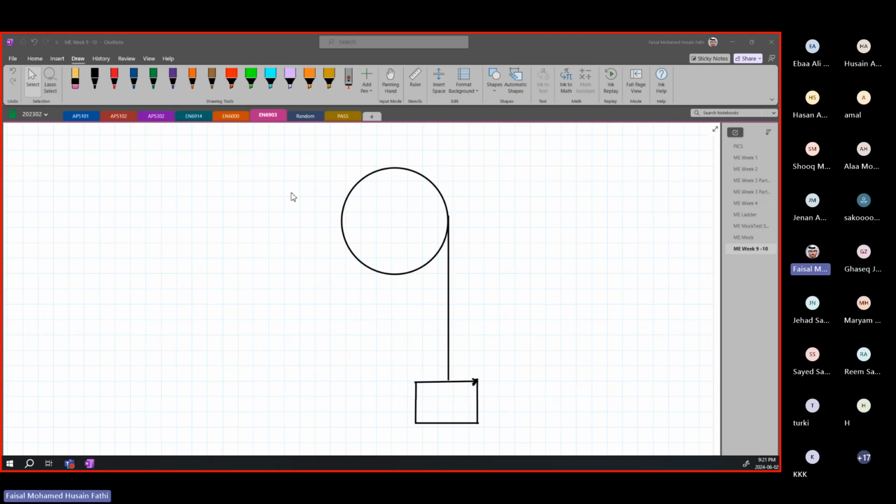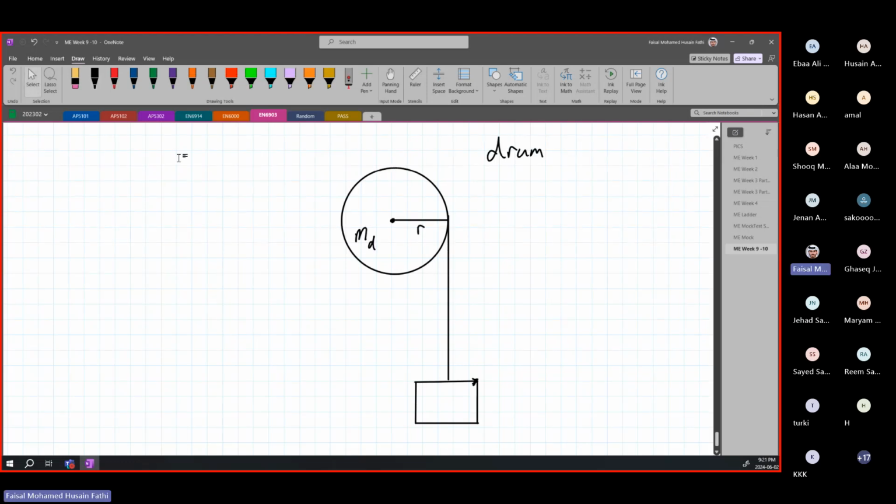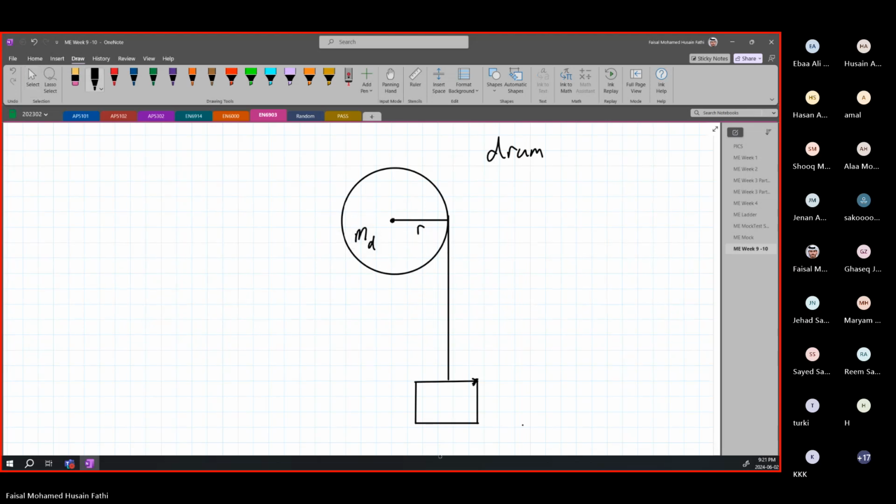Okay. So obviously this pulley is going to have a specific diameter or radius, a radius r, and it is going to have a mass. We're going to call it the mass of D. Usually they call it drum. All right, a drum or a pulley, and I'm going to call it MD. And here, this is going to be our load, which I am just going to call the mass of the load, ML.